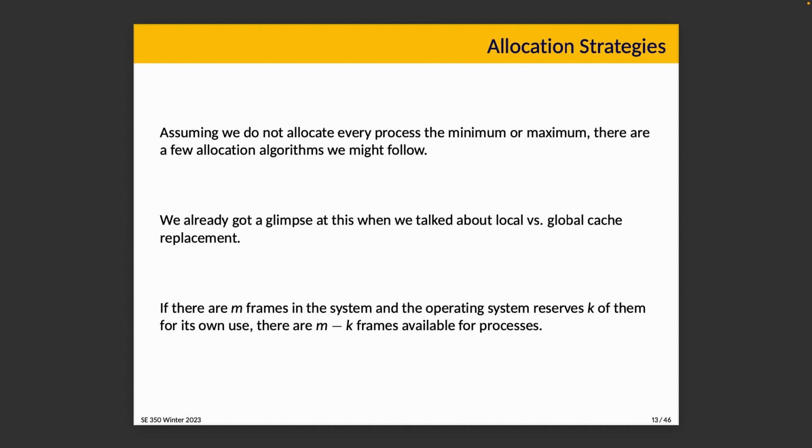Okay, now assuming we don't just allocate every process the minimum or the maximum number of frames, there are some allocation algorithms that we could follow. We already got a glimpse at this when we talked about local versus global cache replacement. If there are m frames in the system and the operating system reserves k of them for its own use, which is to say for the kernel, but also for things like having free pages, as we discussed a little bit earlier on, then there are m minus k frames available for processes.